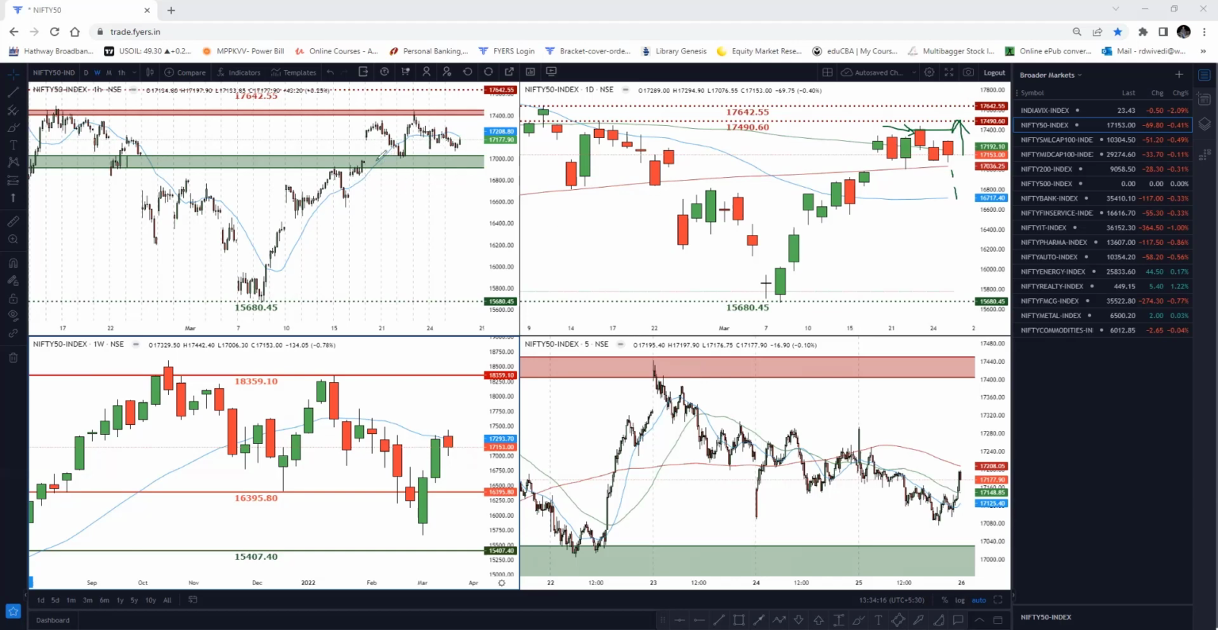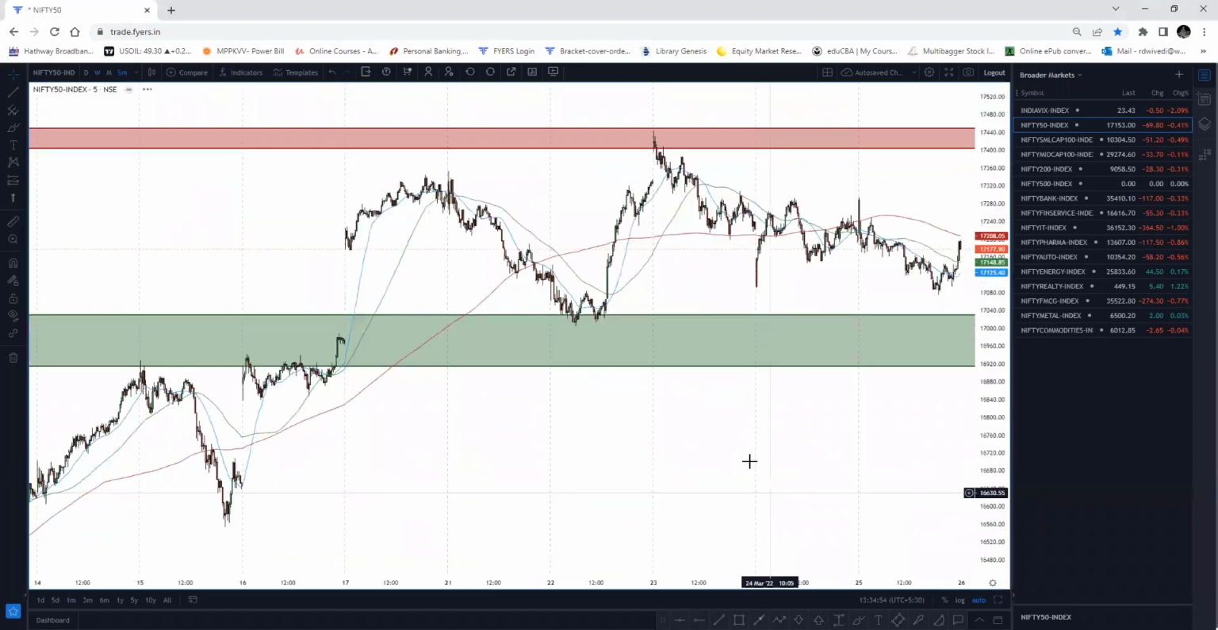On the hourly time frame, we can clearly see that prices are in a narrow range between the resistance and support areas. So what we need is that either prices should come down to support to take the long trades, or reach the resistance zone to take the short trades, or breach either of them, meaning break the support or the resistance, to take the trade in that direction. Now let's see what is happening on the 5-minute time frame and how we can take the trade.